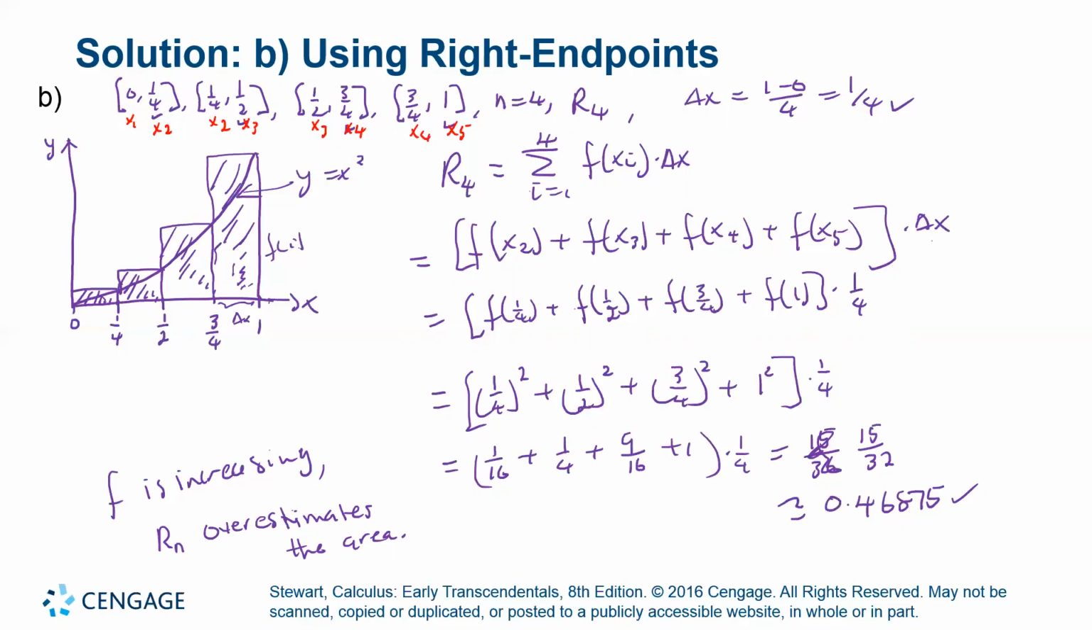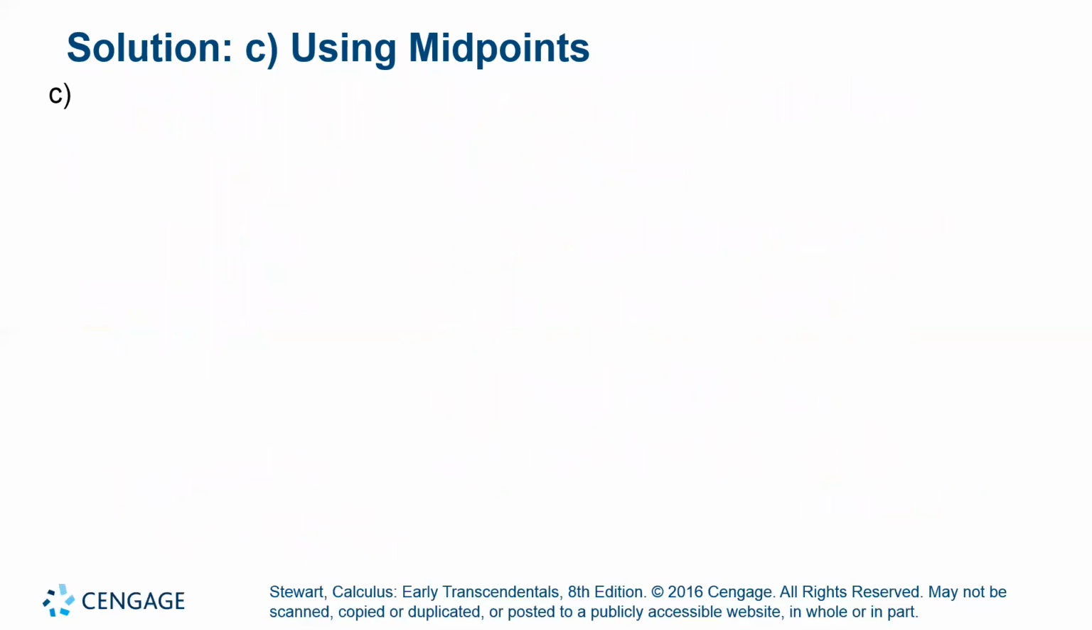Okay, so let's go to part C. Part C is what? Using the midpoint. All right, so again, let us write our intervals. It is 0 and 1/4, then 1/4 and 1/2, then 1/2 and 3/4, and then 3/4 and 1. Okay, now again, my n is 4.